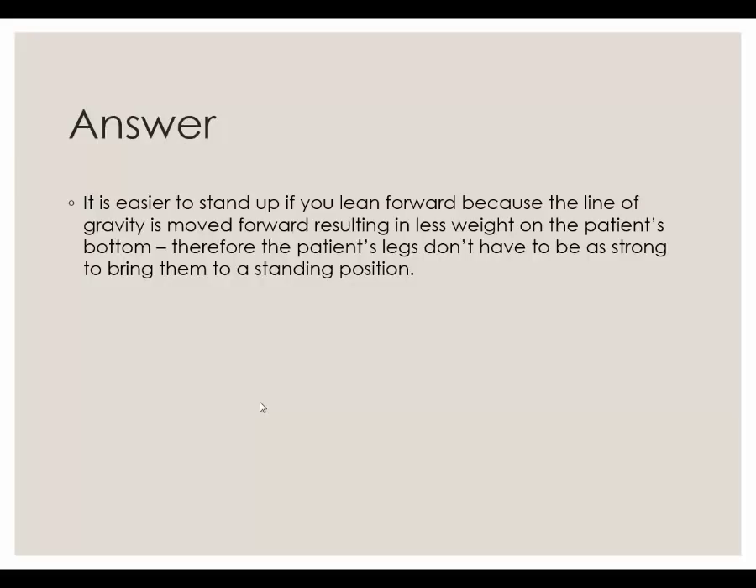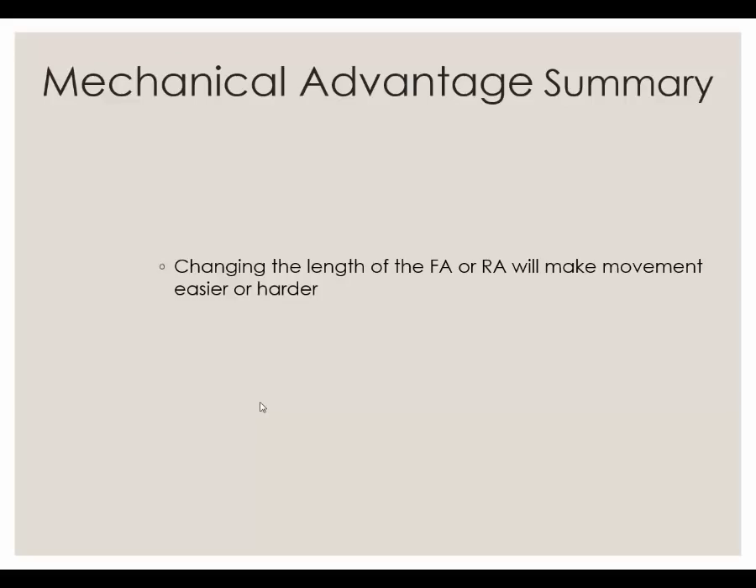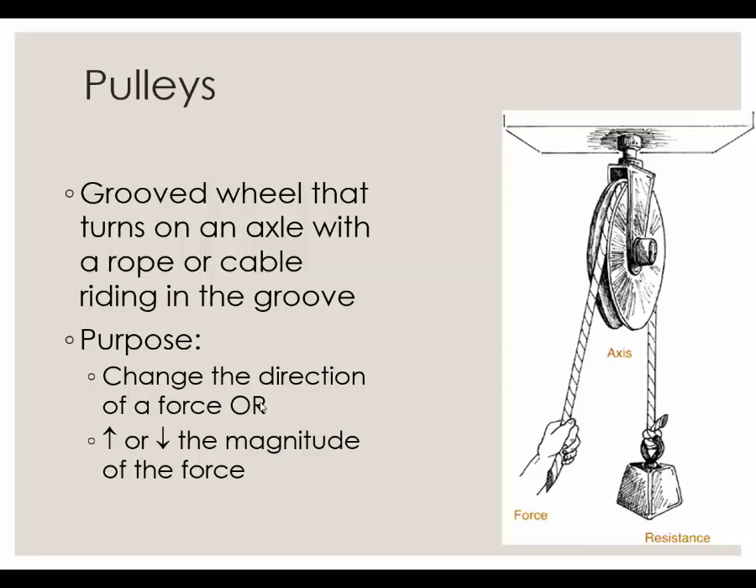So changing the length of the force arm or resistance arm will make the movement easier or harder. Okay, this is the last section, pulleys. A grooved wheel that turns on an axle with a rope or cable riding in the groove. The purpose is to change the direction of the force or increase or decrease the magnitude of the force.